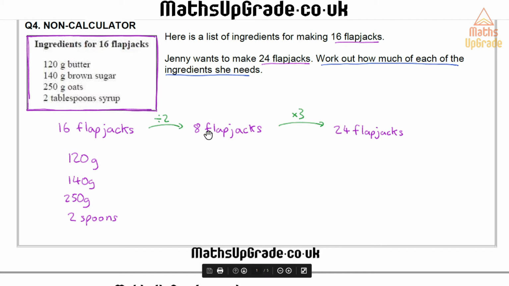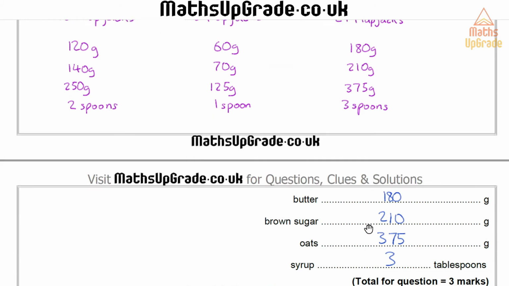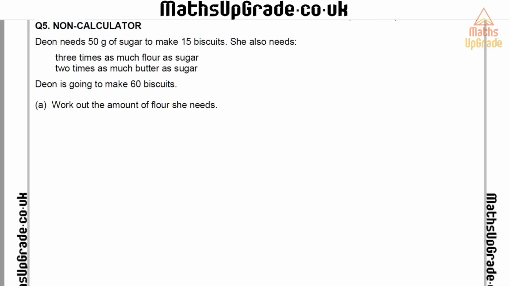So to go from 16 to 8, I need to divide everything by 2, which I've got here. 120 divided by 2 is 60, 140 divided by 2 is 70, 250 divided by 2 is 125, and 2 spoons becomes 1 spoon. Then I need to multiply by 3, since 8 times 3 is 24. So multiplying everything by 3, I'll get these ingredients here, and listing them there would get me 3. In question 5, we're told that Dion needs 50 grams of sugar to make 15 biscuits.